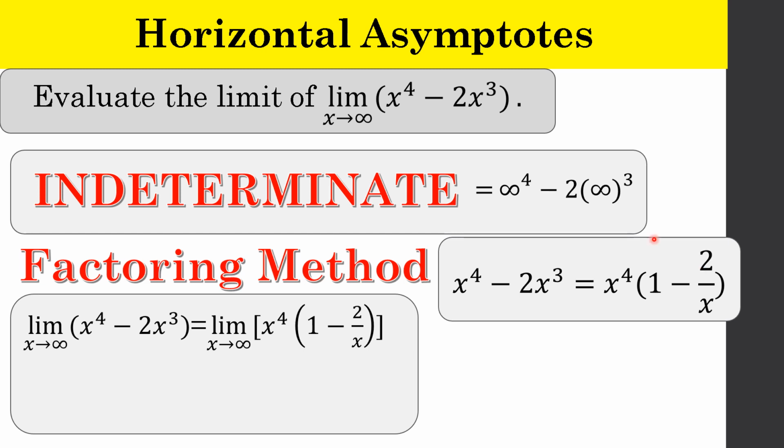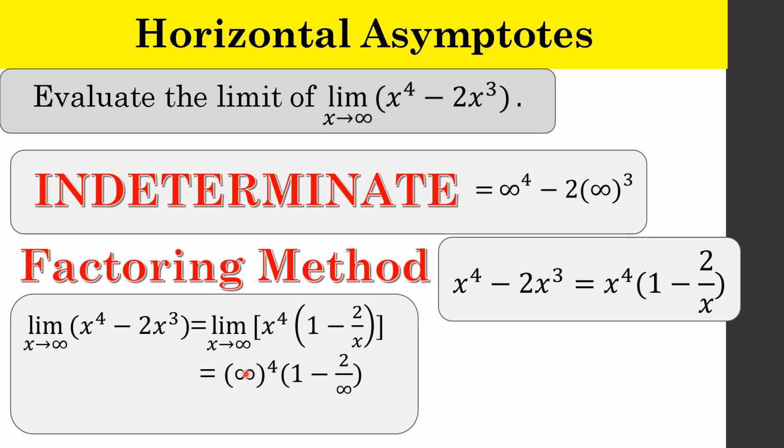So instead of this function, we will use the factored form of that function para makuha yung kanyang limit as x approaches positive infinity. Next natin gagawin, papalitan lang yung x natin with infinity. So we have infinity to the fourth power times 1 minus 2 over infinity. Alam natin kanina, by theorem number 4, the limit of 1 over x to the nth power as x approaches infinity is equal to 0. So this makes 0 na.